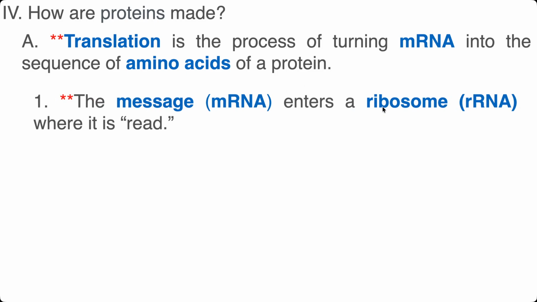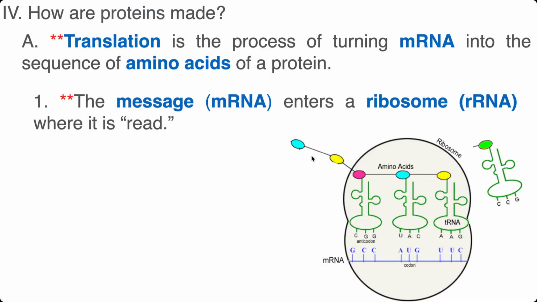mRNA has to enter a ribosome made of rRNA in order for this process to start. So you already have to have your message. So transcription already has to have occurred, from the previous lesson, in other words. This is a representation of that. Here we have the mRNA strand in this blue text at the bottom. Here we have our ribosome, this big, bulbous looking thing. And then here we have the amino acids being built using the tRNA.